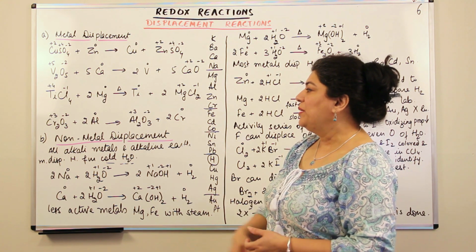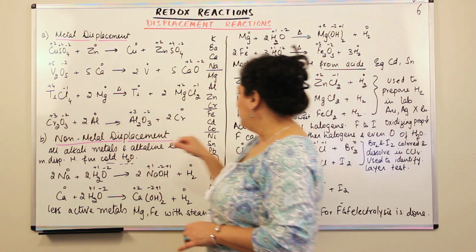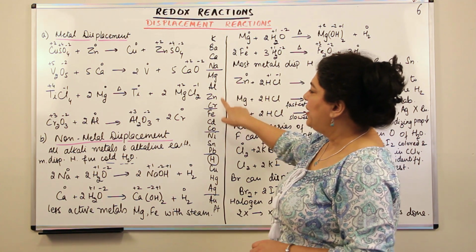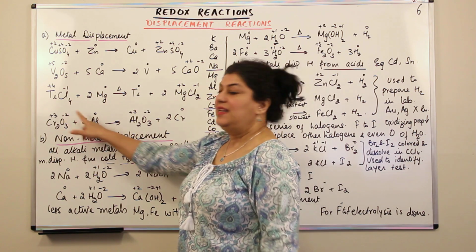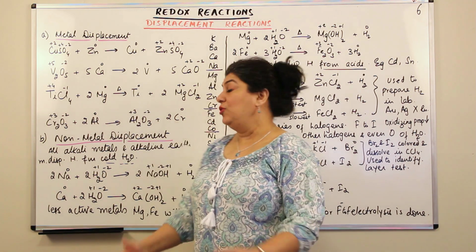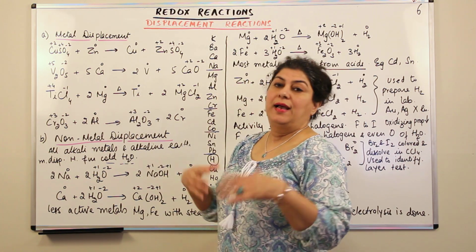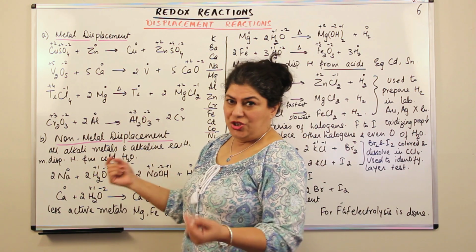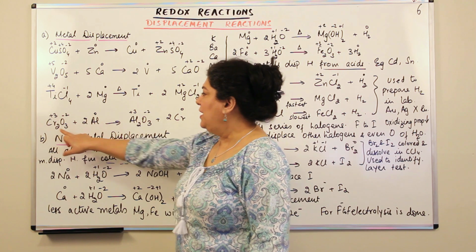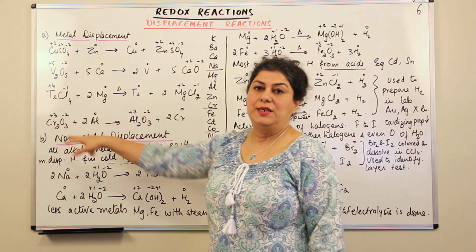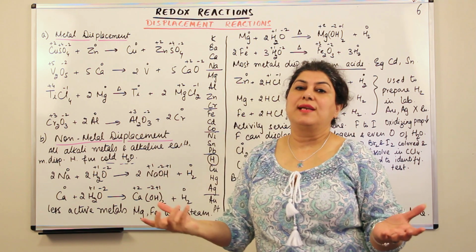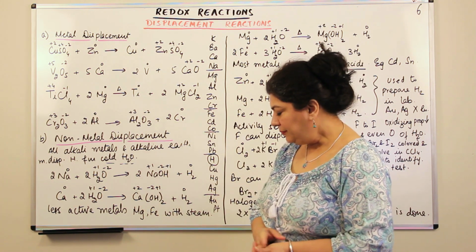Similarly, you have chromium and aluminum. Thank God you have both of these here. Aluminum is more reactive than chromium. So obviously aluminum can take the place of chromium and therefore the displacement occurs. In order to understand it in terms of redox reactions, look at their charges. Chromium was +3, it becomes 0. So it is getting reduced. Aluminum was 0, it becomes +3, therefore it is getting oxidized.